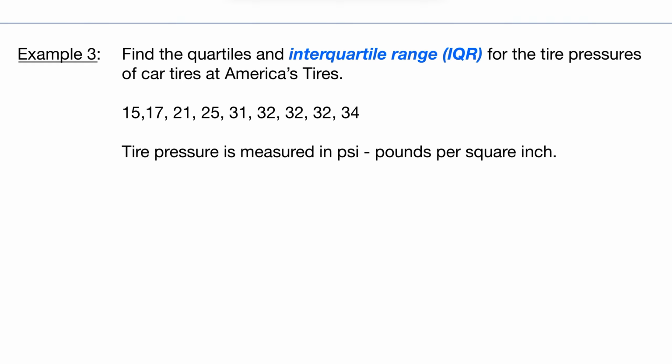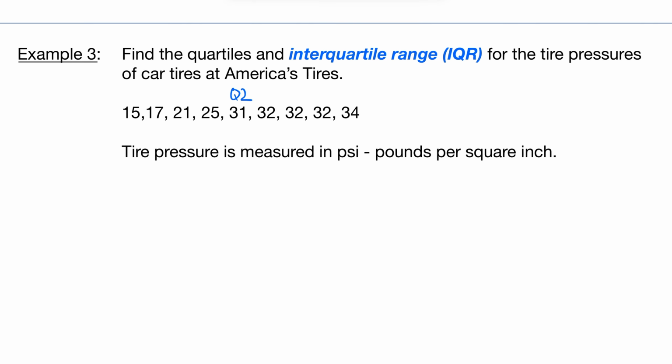All right, so the first thing you want to do is to count the number of numbers that we have. So we have 1, 2, 3, 4, 5, 6, 7, 8, 9. Since this is already sorted in ascending order, we want to find the middle term. Since there are 9 terms in here, the middle term is going to be the 5th one. So 1, 2, 3, 4, 5. 31 is our middle term, and 31 ends up becoming our Q2. That's our second quartile.